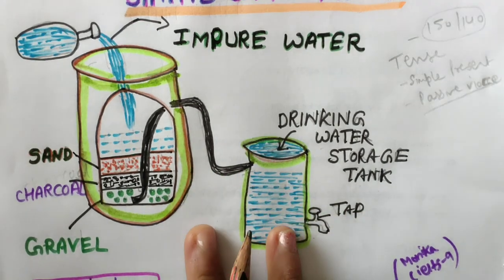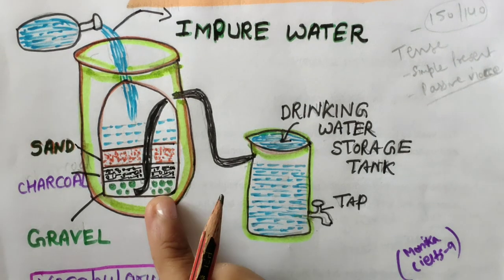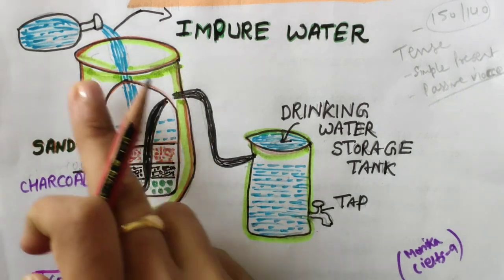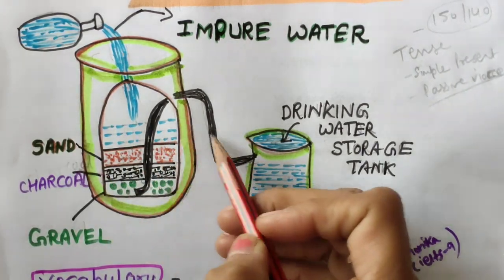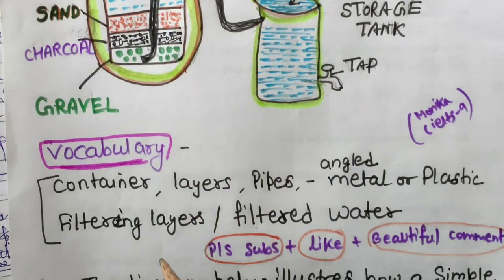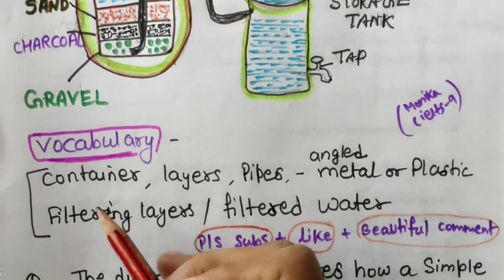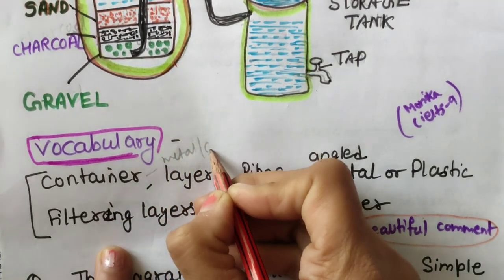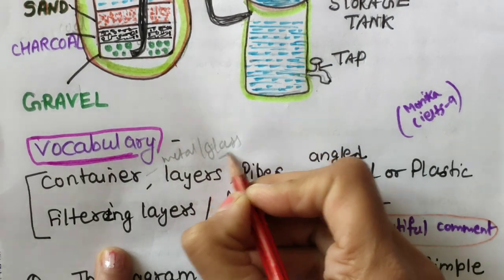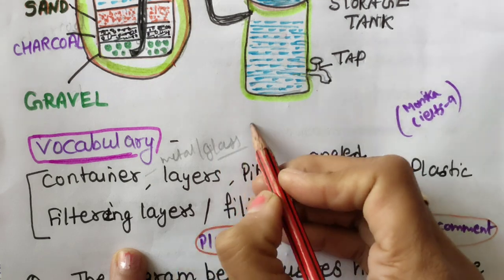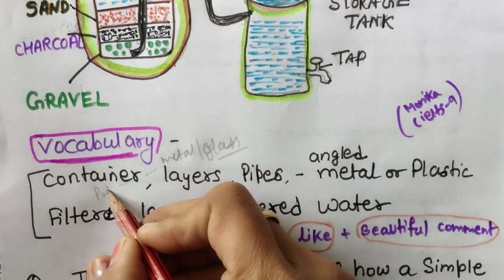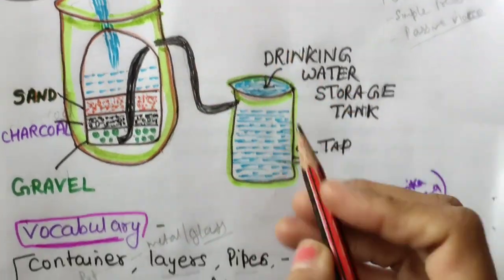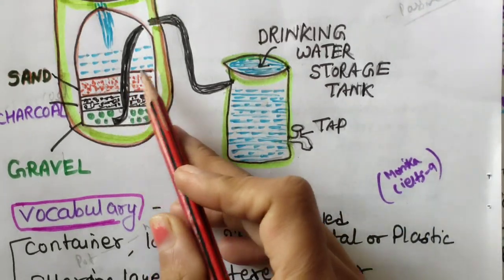Okay, now let's read the vocabulary. Vocabulary: container, tank, 3 layers, bottle, and pipe. Okay, so common things we have come to know. Now we can put some adjectives with them. For container, you can use metal container or crystal or glass container. Anything you can use, or instead of container, you can use pot. And layers, these are the layers. Pipe, one pipe is there, I can see.